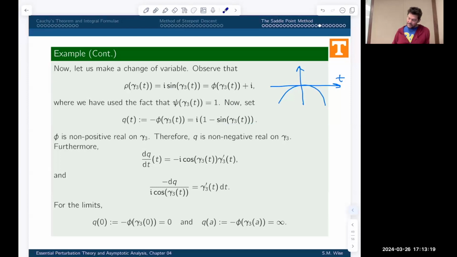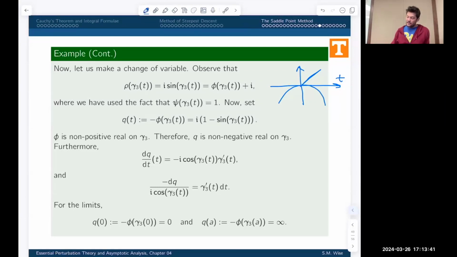So q is a non-negative real number because phi was non-positive. It goes like this, but if I put a minus sign in front of it, I flip it to the upper side. So my q variable is going to be something which looks like this now.